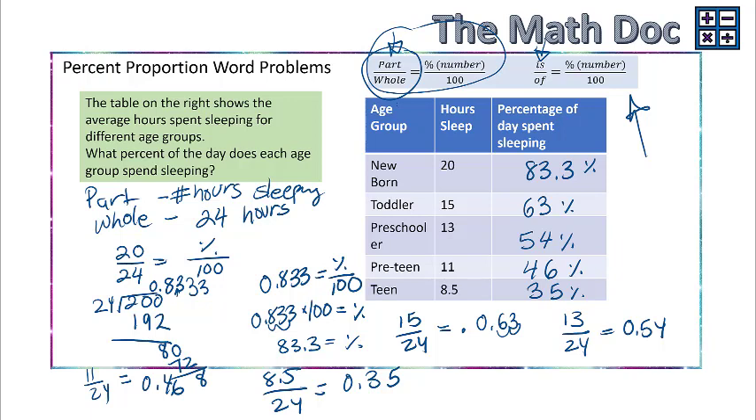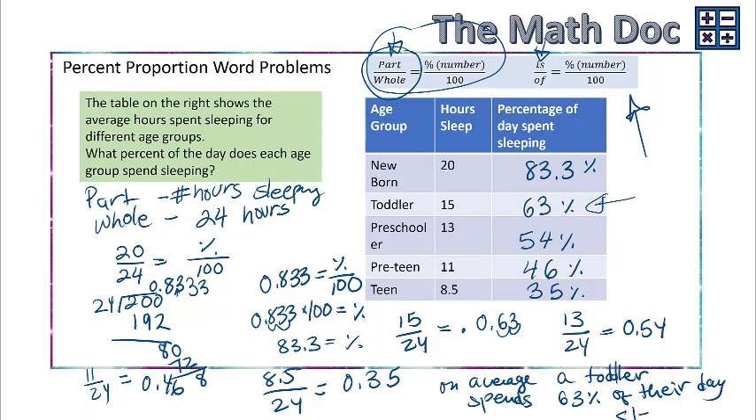So now if we want to write up one of these as a full sentence solution, let's look, say, at the toddler. We can say that on average, a toddler spends 63% of their day sleeping.